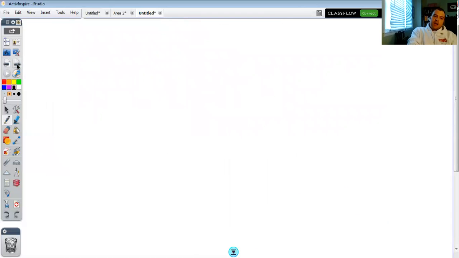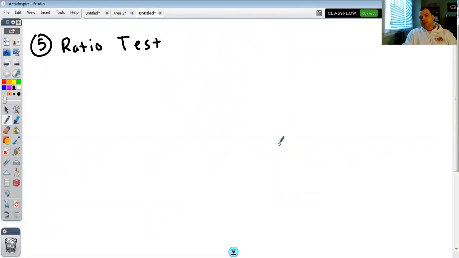Okay, the last one, and I saved this one for last because it's a good backup if you're not sure what to do. So if you're not sure what test to use, look at the ratio test. It's also very useful with factorials or powers of n involved in a fraction, like 2 to the n within another fraction.